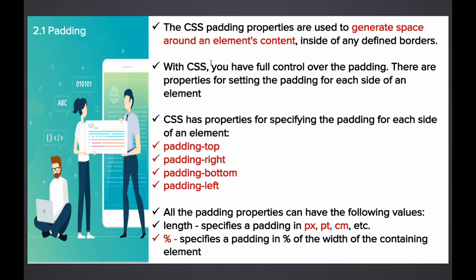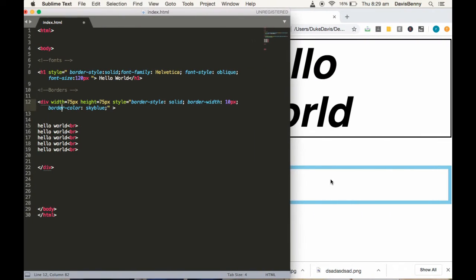With CSS, you have full control over padding. There are properties for setting padding for each side of an element. The CSS properties for specifying the padding for each side of an element are padding-top, padding-right, padding-bottom, padding-left. Now we will check how padding works.